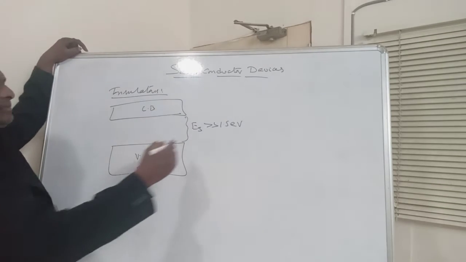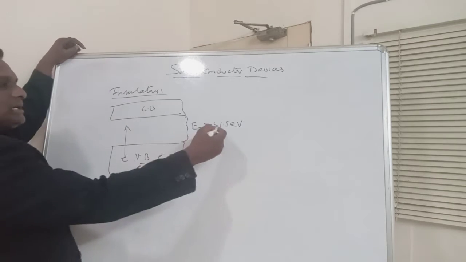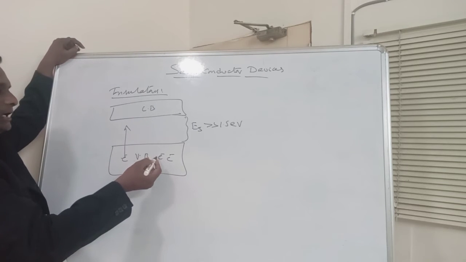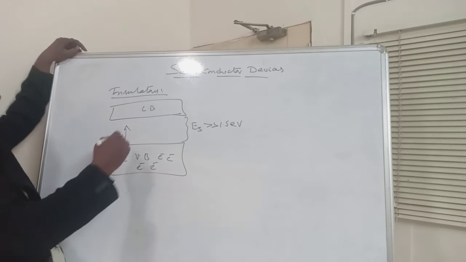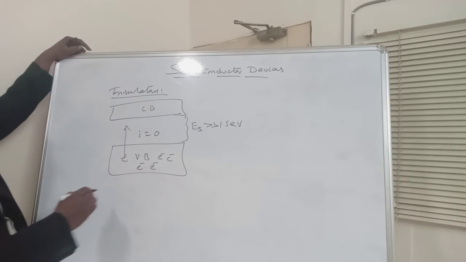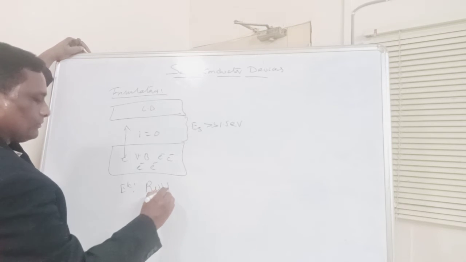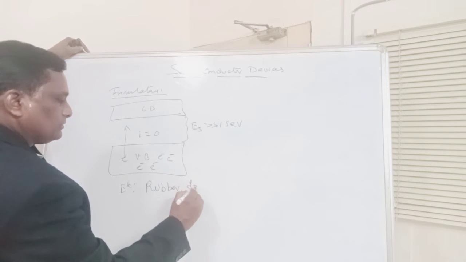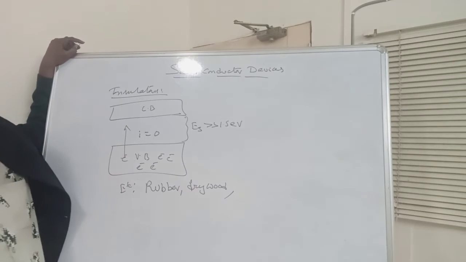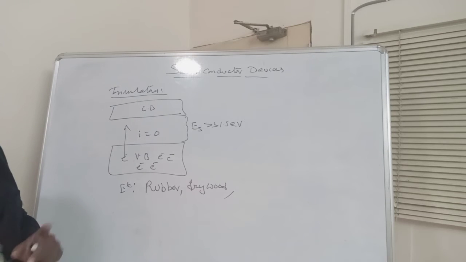We do not have that much energy to boost the electron from valency band to conduction band. So there is no flow of current through the insulators, so current I is equal to 0. Examples of insulators are rubber, dry wood, and glass. Glass also acts as an insulator.